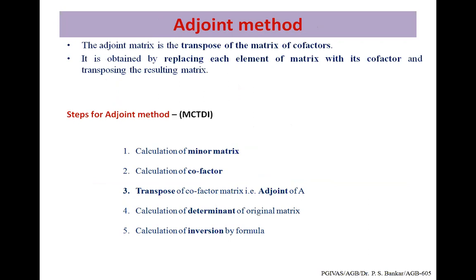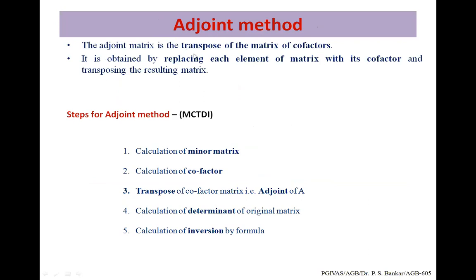So now the second method is the adjoint method. Adjoint method is nothing but an adjoint matrix. We have to consider the adjoint matrix, and this adjoint matrix is the transpose of the matrix of cofactors. That is what adjoint matrix means. It is the transpose of the matrix of cofactors.